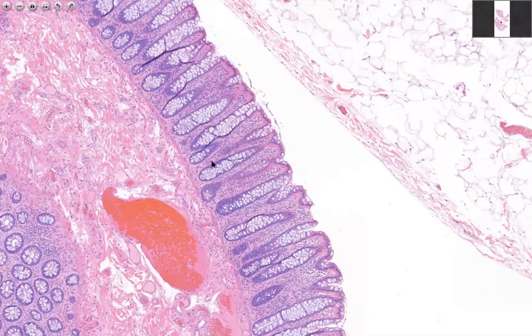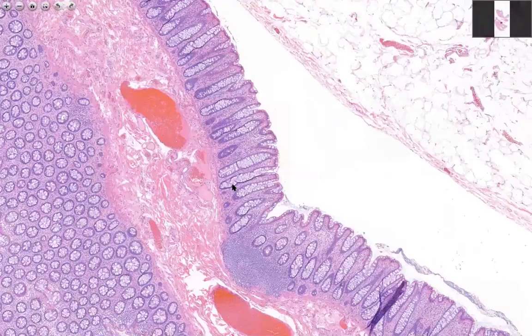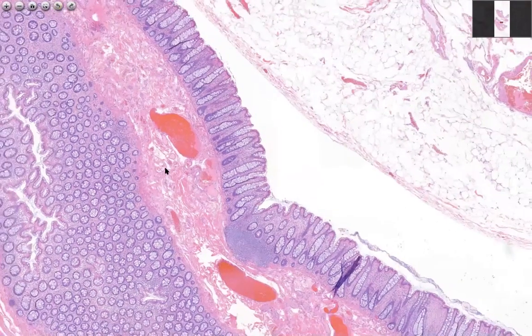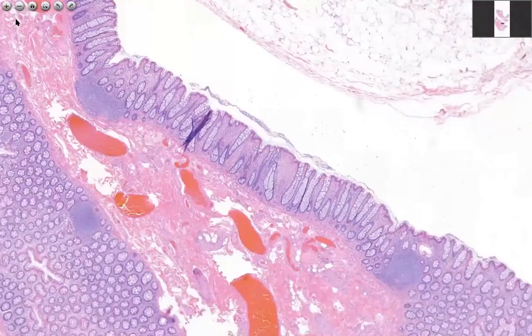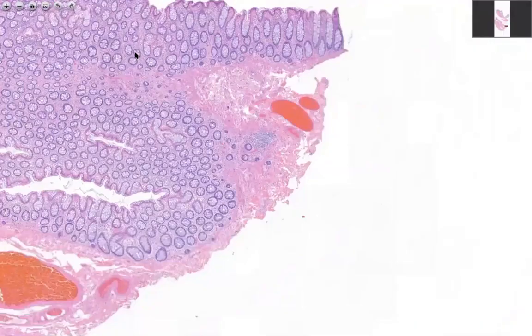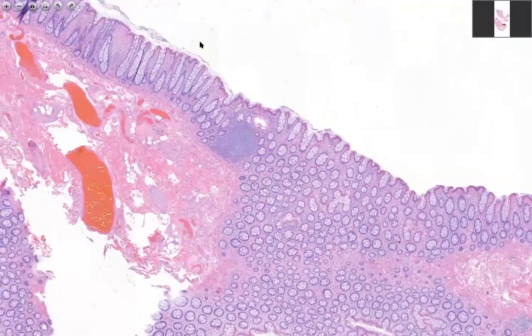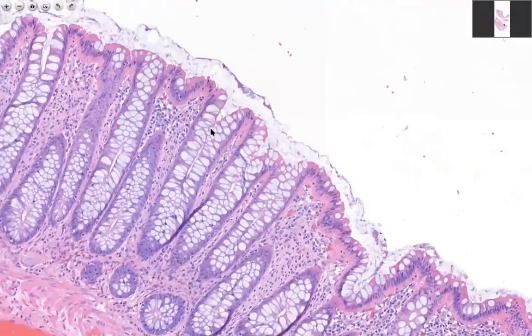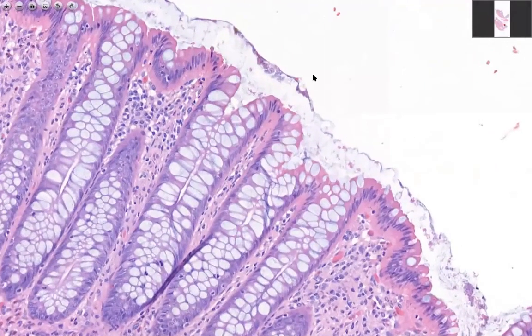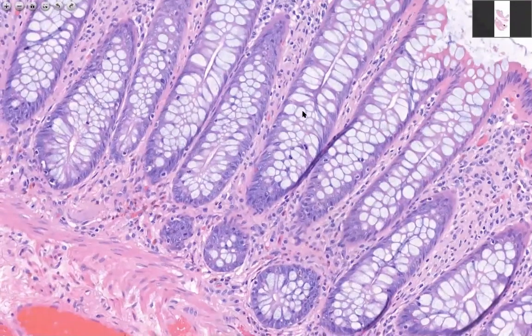The amount of inflammation we see in the lamina propria decreases as we move from the right to the left colon. In addition to lymphocytes, plasma cells, and histiocytes, we can also see admixed eosinophils. However, seeing neutrophils in the lamina propria or the epithelium is not normal.